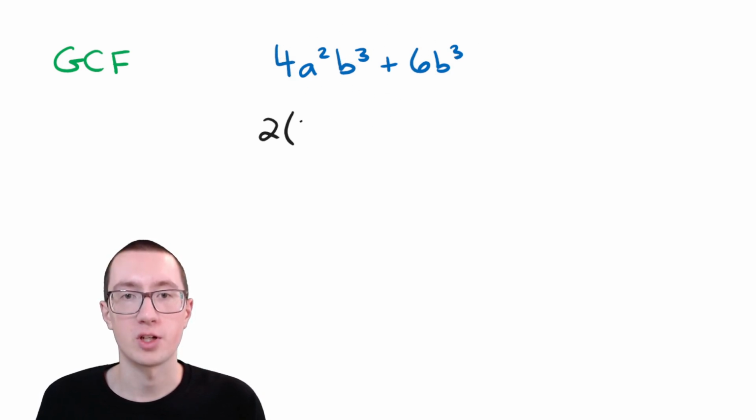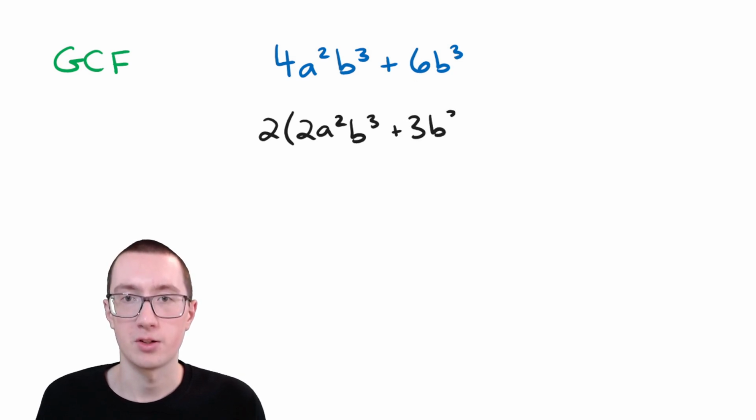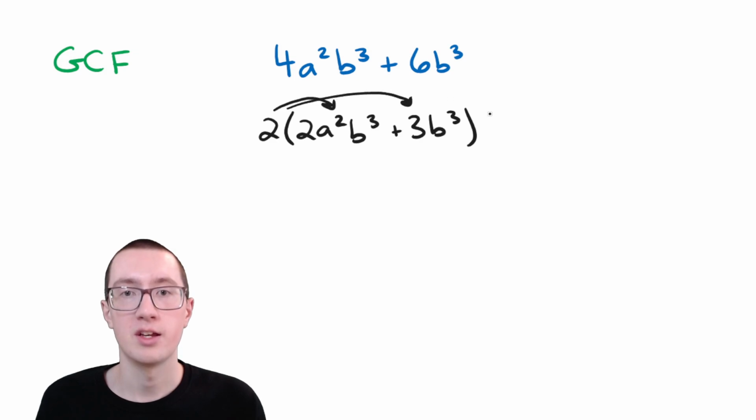So 4 is now going to become 2, because 4 divided by 2 is 2. And we're going to leave everything else the same. And then 6 divided by 2 is 3. B to the third. So we've just factored out a 2. And if you're not sure if you did it right, you can just do distributive property, multiply the 2 to both of these, and you should end up with this top part again. Remember, we're basically just doing the opposite of simplifying.